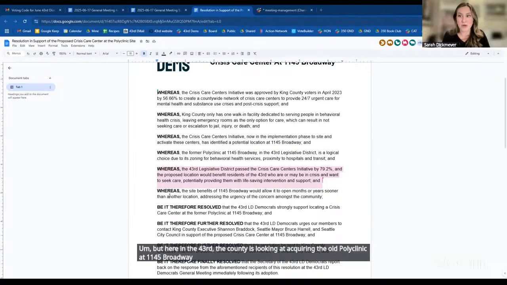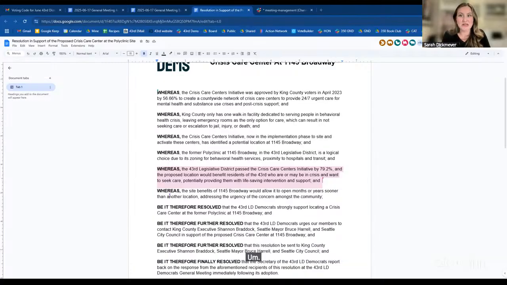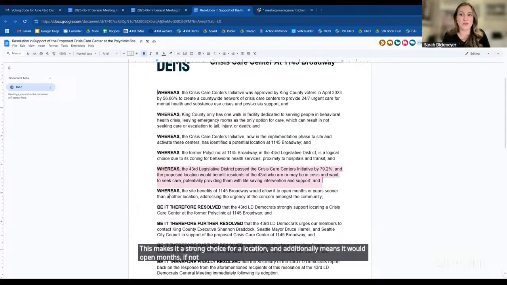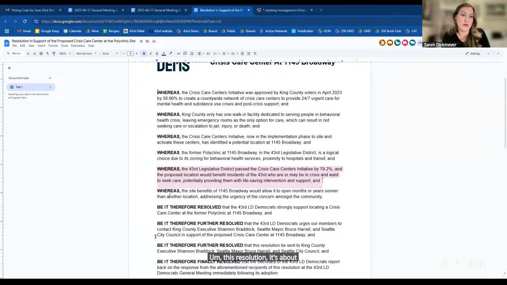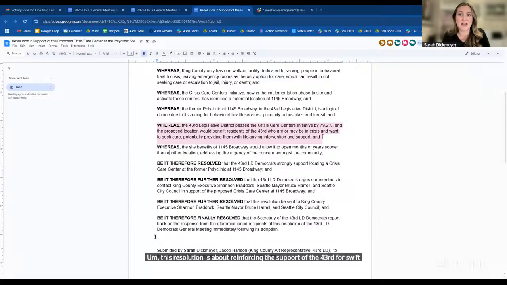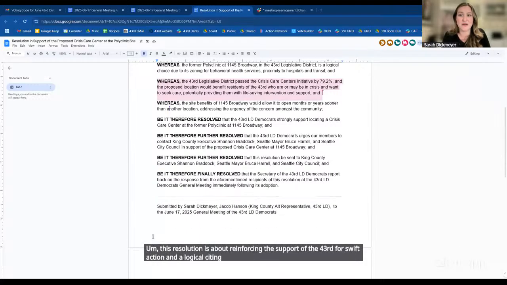That's Union and Broadway. As the next location, it's already zoned and built for medical use and located close to hospitals and major transit lines. This makes it a strong choice for a location and additionally means it would open months, if not years, sooner than if the county were to look elsewhere. In the 43rd, 79% of voters supported the levy when it was on the ballot. This resolution is about reinforcing the support of the 43rd for swift action and a logical siting decision that would benefit residents of the 43rd who are or may be in crisis who want to seek care.